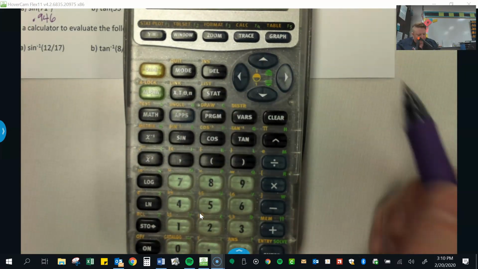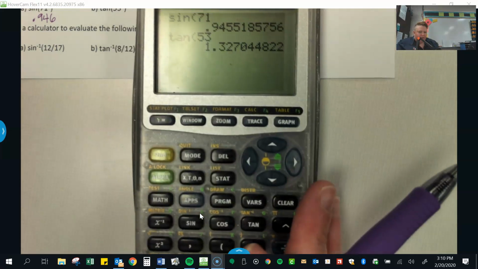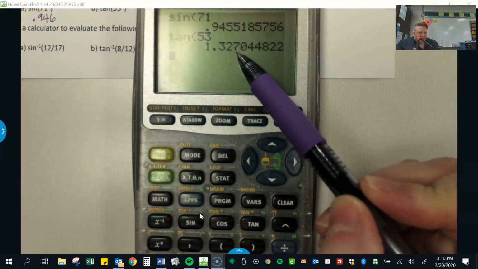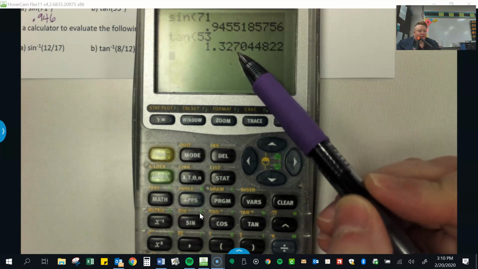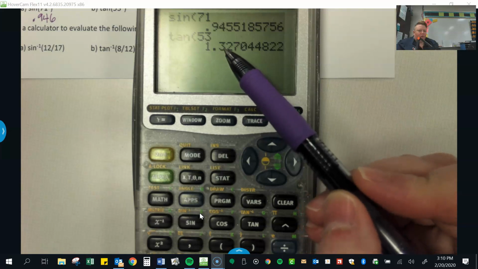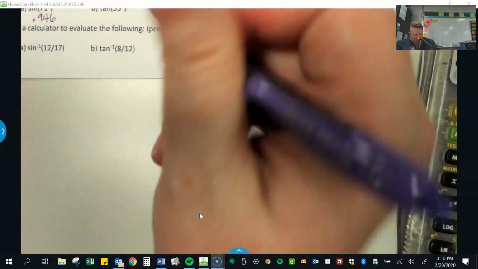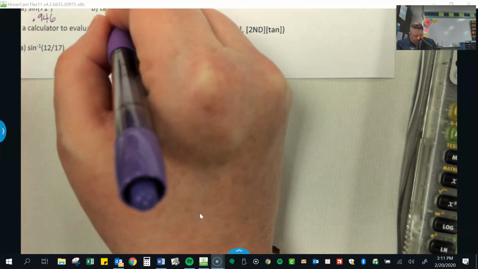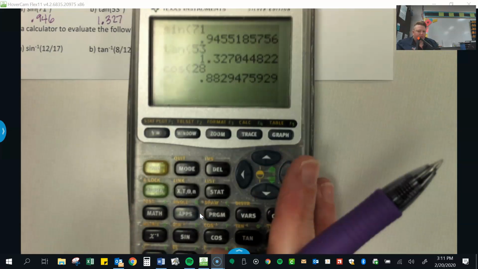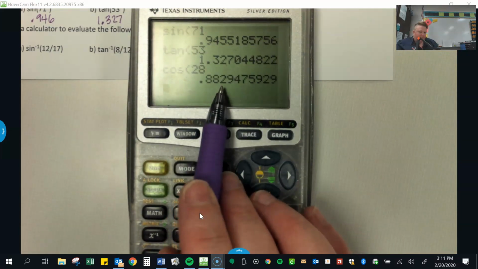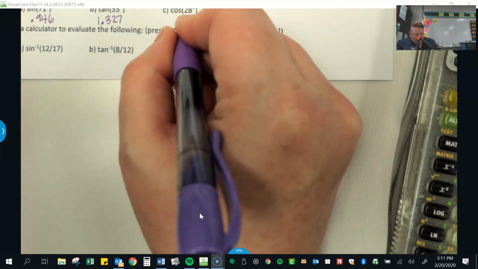Tan 53, all I do is put that in the calculator. Go to my third decimal place. It's a 7. The number after the 7 is a 0, which doesn't change the 7, so this just stays the same. 1.327. All right. Cosine 28, 0.8829. The number that's after the third decimal is a 9, which changes that to a 3, so that becomes 0.883. Okay.